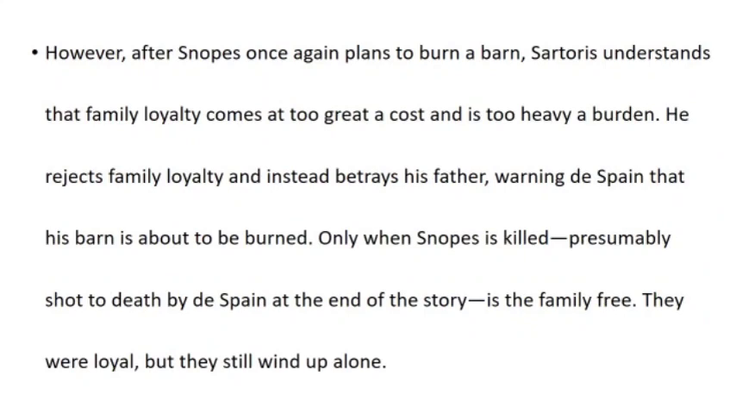However, after Snopes once again plans to burn a barn, Sartori understands that family loyalty comes at too great a cost and is too heavy a burden. He rejects family loyalty and instead betrays his father, warning Despain that his barn is about to be burnt. Only when Snopes is killed, presumably shot to death by Despain at the end of the story, is the family free. They were loyal, but they still wind up alone.